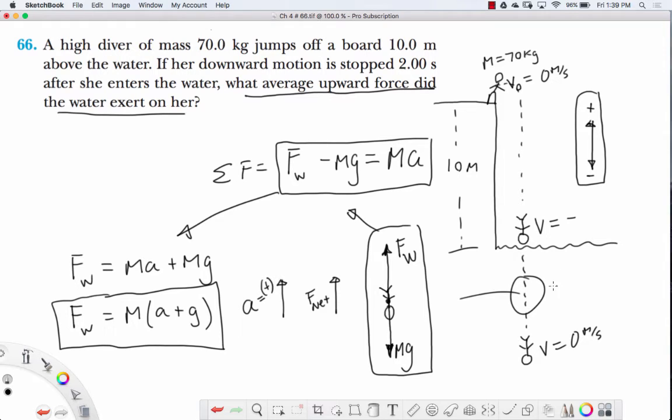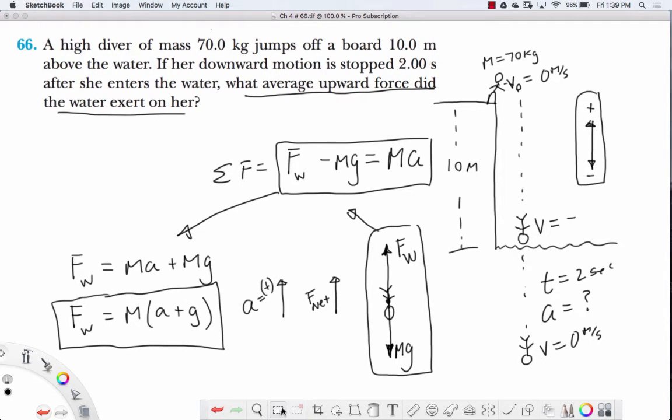Her acceleration while in the water. So what's her acceleration while she's in the water, right? We know that it takes 2 seconds to bring her to rest, so t equals 2 seconds. They gave that to us right here. 2 seconds, and we're looking for a. So now we got to do some what? Kinematics. We got to do some kinematics.